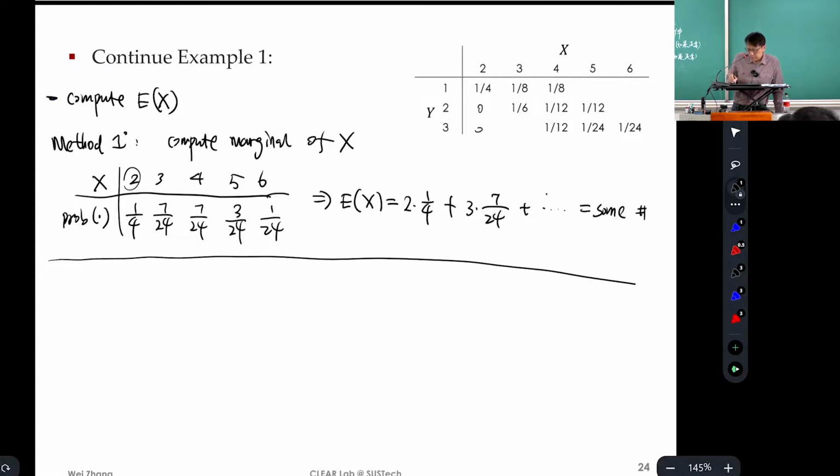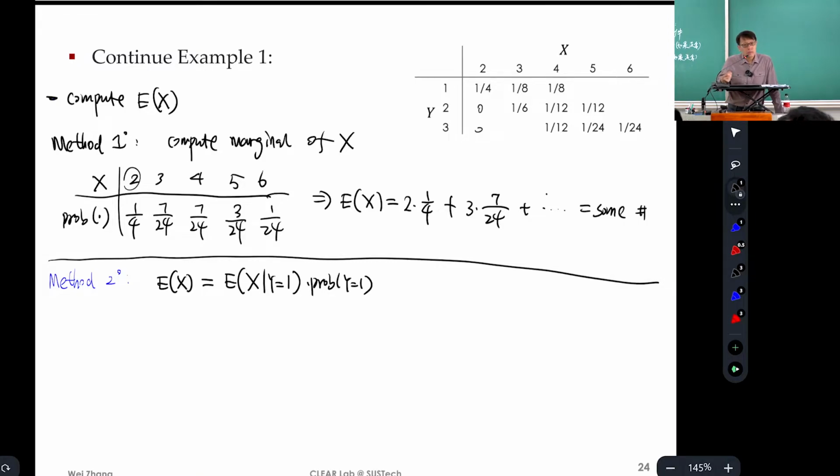That's the first method. I can also do a second approach, method 2. Expectation of x, I can condition, all right? Expectation of x given y equal to, let's say, 1 times the probability of y equal to 1. Divide and conquer. I divide according to y values, okay? Plus expectation of x given y equal to 2 times the probability of y equal to 2, plus expectation of x given y equal to 3 times the probability of y equal to 3.